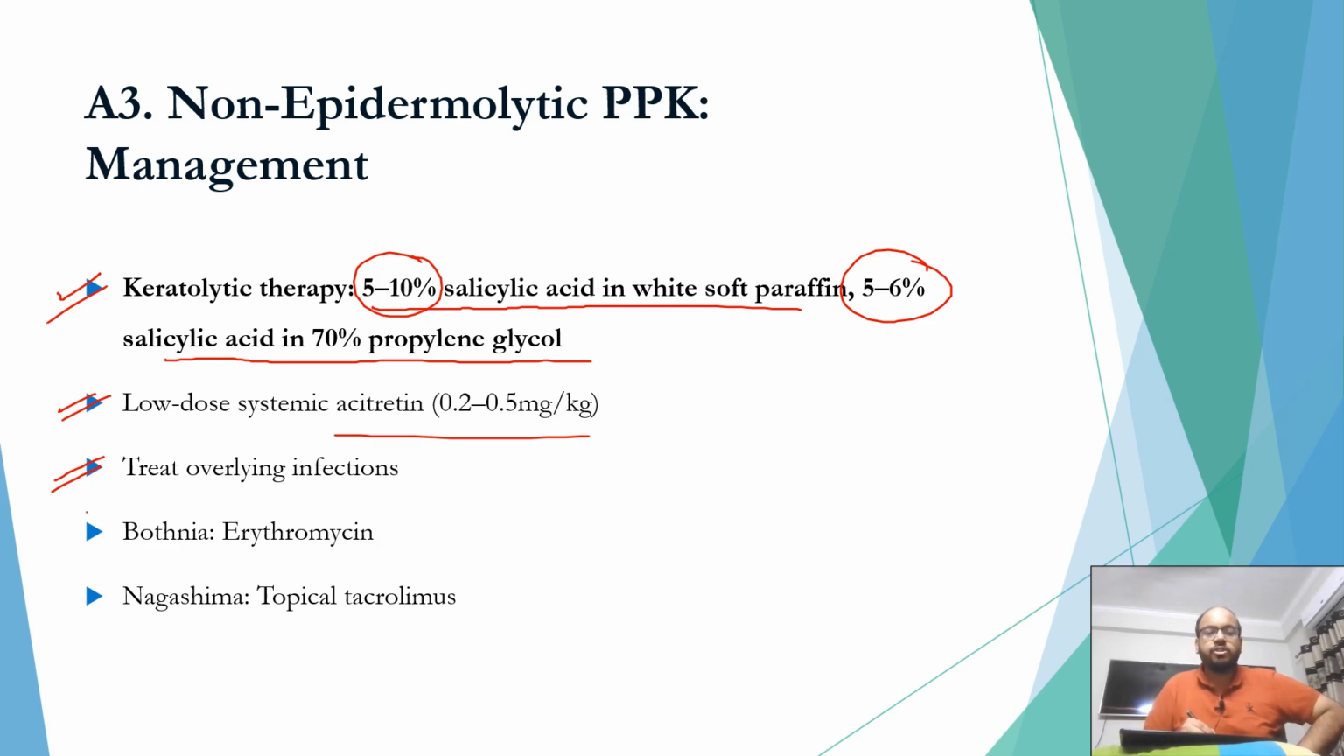Now, a few studies mention the use of erythromycin in Bothnia type or topical tacrolimus in Nagashima type. So this has been mentioned and it's also mentioned in Rook's. So I mentioned it here. Let's move forward.